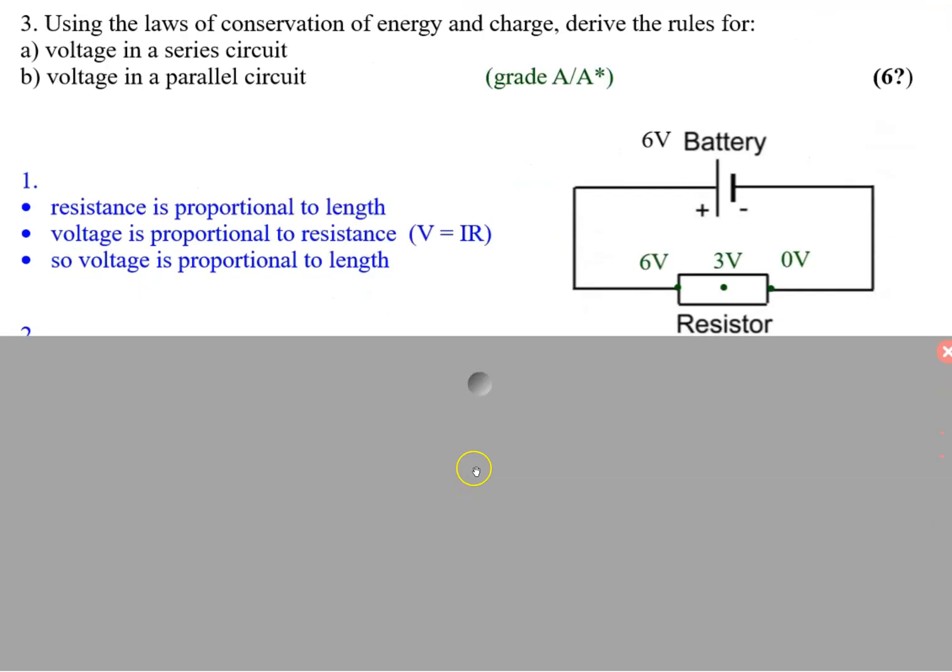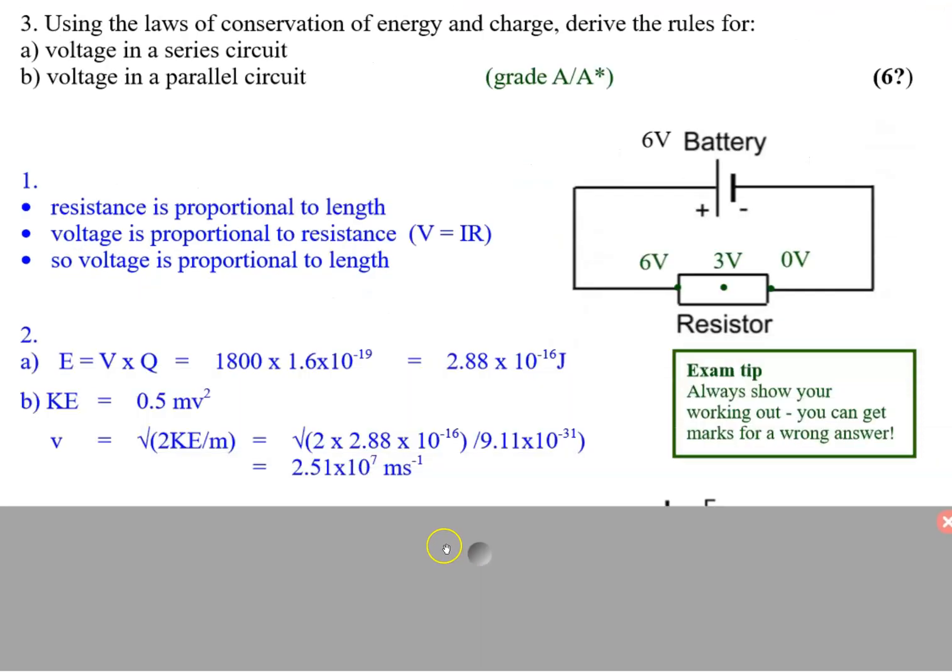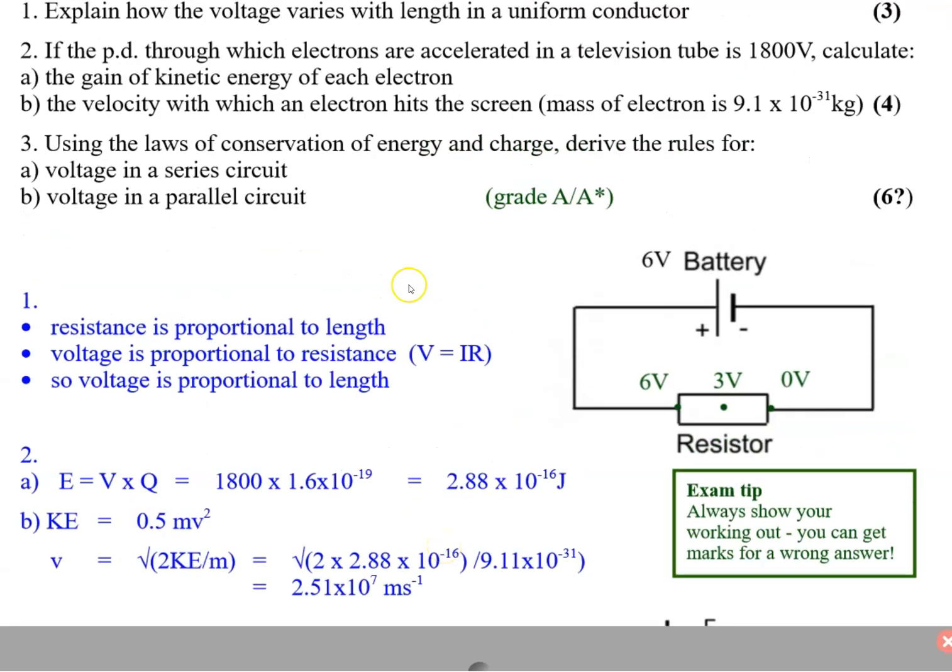Okay, question 2. Here we go. So this is a fairly typical A-level question. It says 4 marks. It could be 3 or 4 marks, depending on the exam board. So we're applying what we did last lesson, this relatively straightforward formula from GCSE of V equals E over Q. And if you're not quite sure how to do it, it says the gain of kinetic energy.